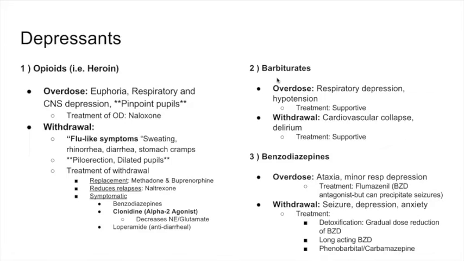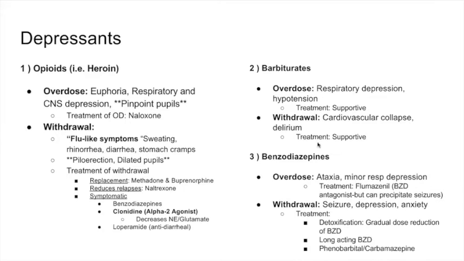Next drugs in the depressant category are the barbiturates. Barbiturates are dangerous medications to overdose on because overdose can cause respiratory depression and hypotension, and the margin of safety is actually much smaller for barbiturates. So you can overdose on a very small dose of barbiturates. Treatment is supportive. Withdrawal from barbiturates causes cardiovascular collapse and delirium, and treatment is also supportive.